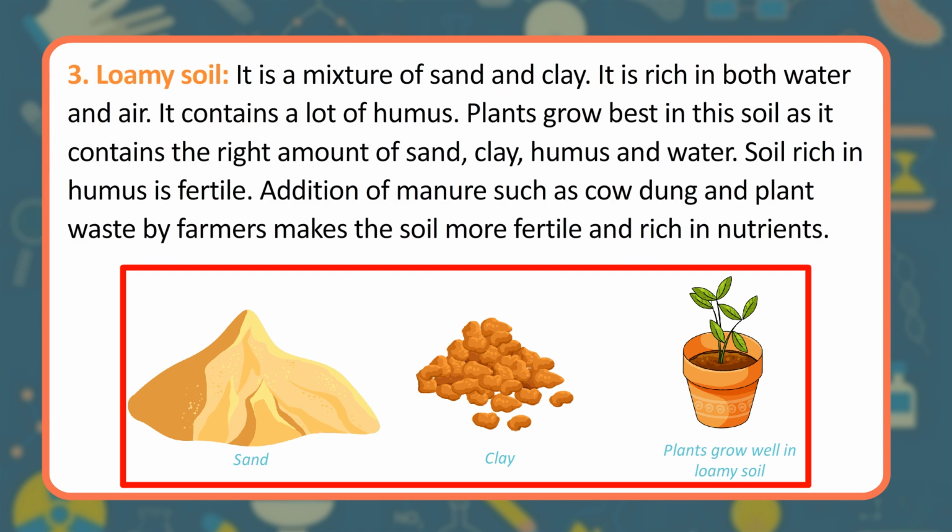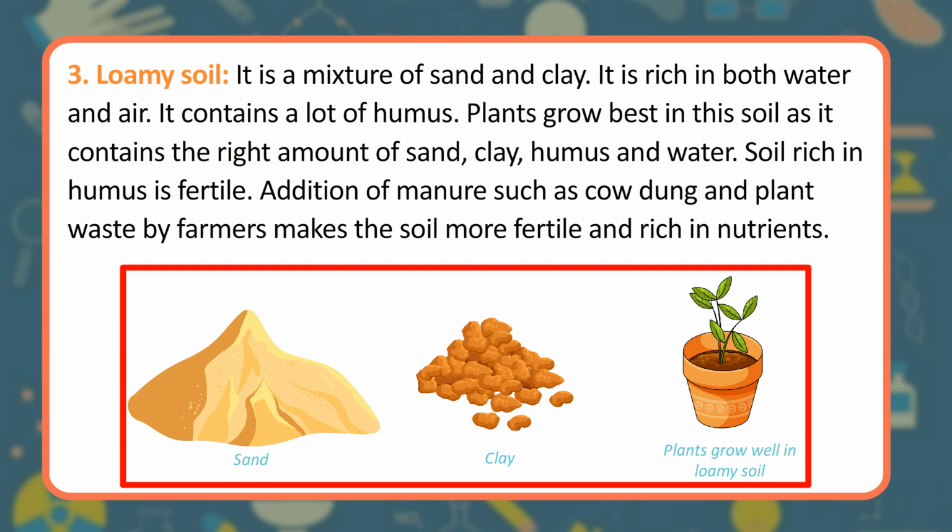3. Loamy soil. It is a mixture of sand and clay. It is rich in both water and air. It contains a lot of humus. Plants grow best in this soil as it contains the right amount of sand, clay, humus and water.